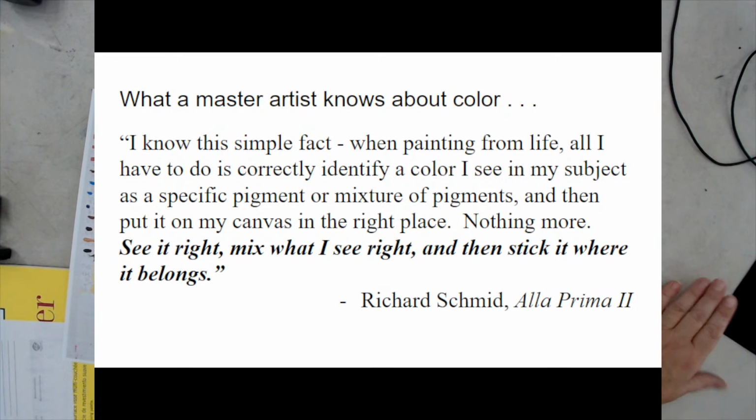I know this simple fact. When painting from life, all I have to do is correctly identify a color I see in my subject as a specific pigment or mixture of pigments, and then put it on my canvas in the right place. Nothing more. See it right, mix what I see right, and then stick it where it belongs. That was Richard Schmid. I always call it the Schmid book. It's Alla Prima II. And yes, it does seem so simple, right?